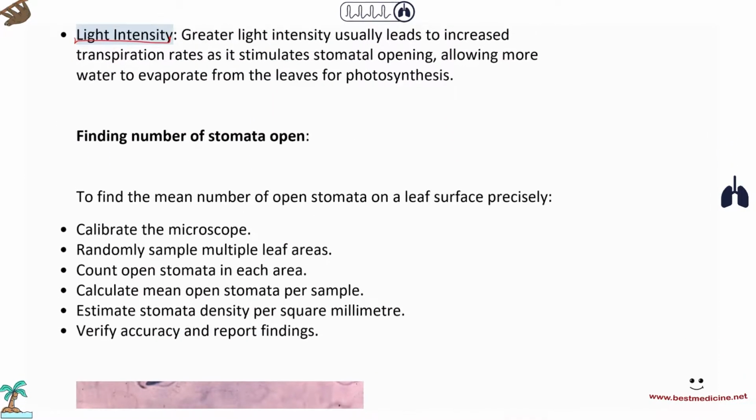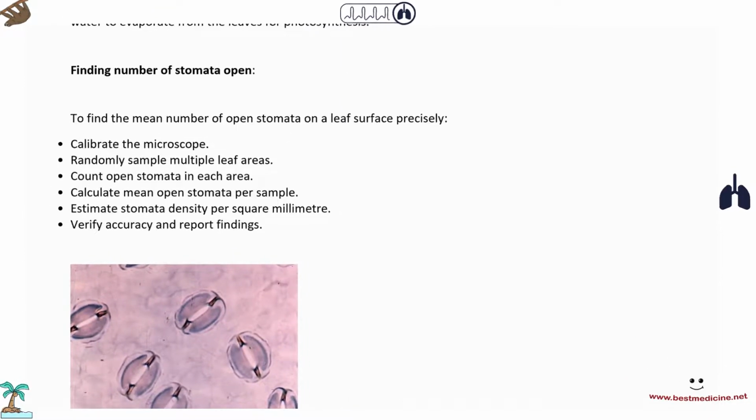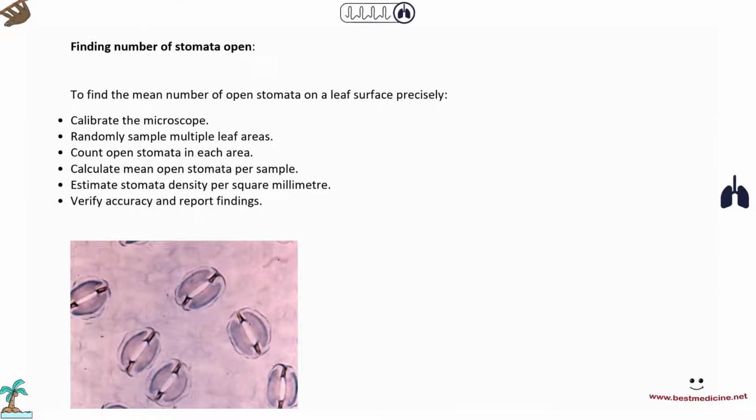Now, a topic on the required practicals, and this is very simple, is trying to find the number of stomata open. So basically what you do is you take a microscope, and I've already taught you how to use a microscope in the cells chapter.